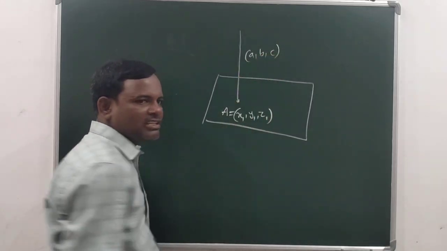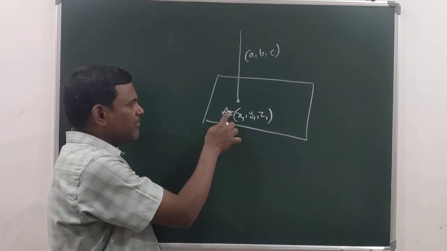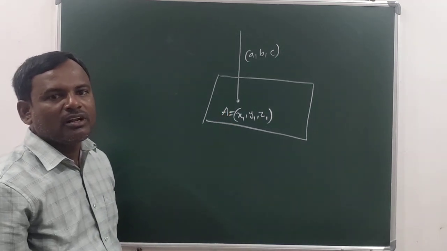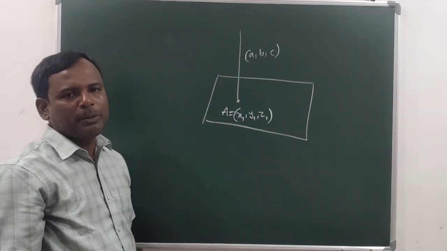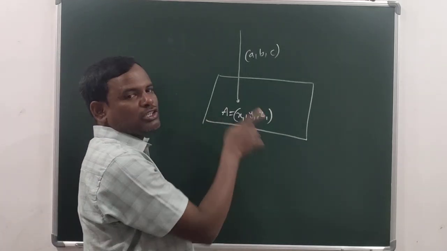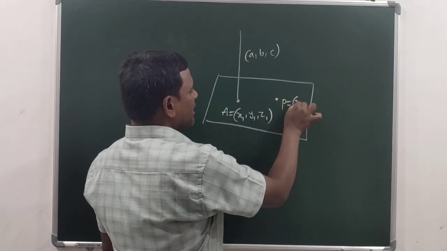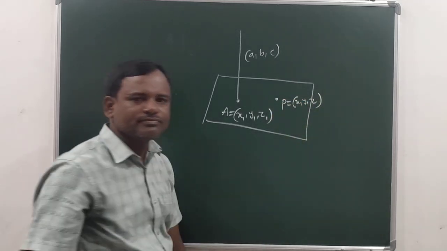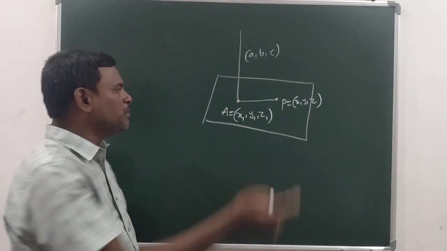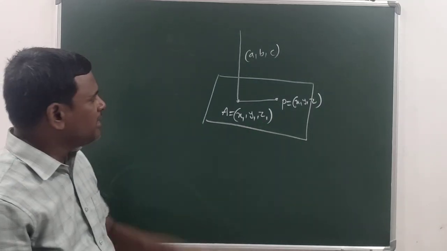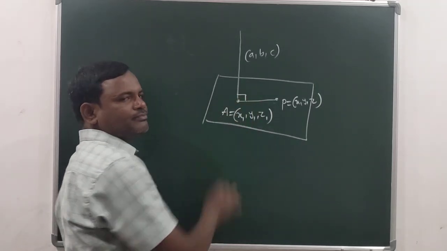A comma B comma C are the DRs of this normal to this plane, and one fixed point is given. Now, what are they asking? To find the equation of this plane. Then what do you have to do? Take any locus point on the plane, let it be P, X comma Y comma Z. If you connect this PA, you get a line segment which belongs to this plane. Then this line and this line are mutually perpendicular.